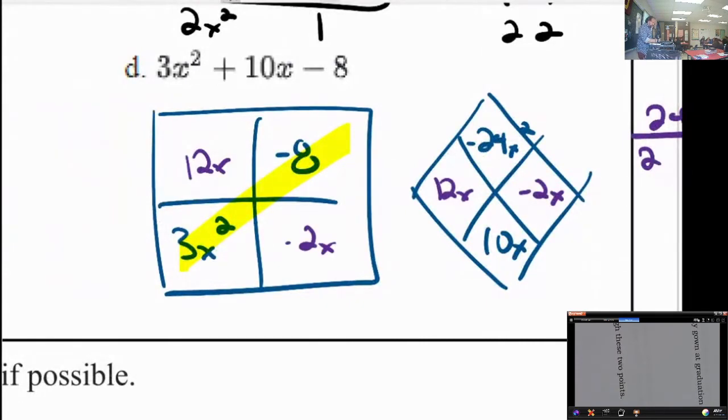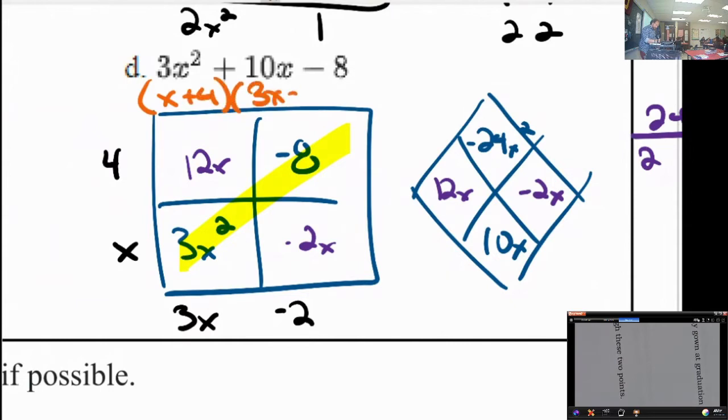So looking at the factoring, we have 3x in this row. We have negative 2 in that row. Both negative numbers. In the bottom row, 3x squared and 2x have an x in common. And 12x and negative 8 have a 4 in common. So we're going to have x plus 4 and 3x minus 2. There we go.